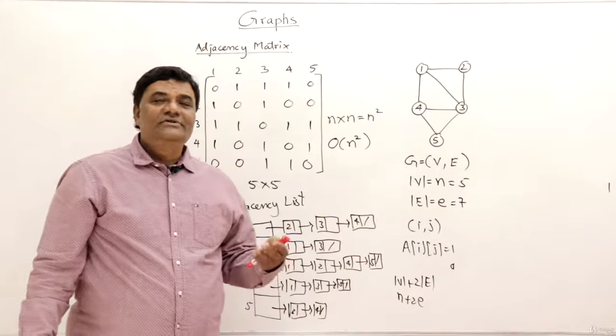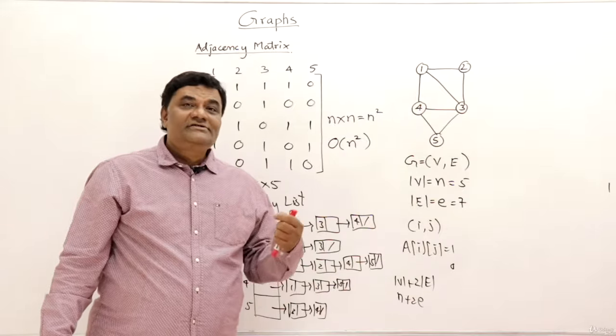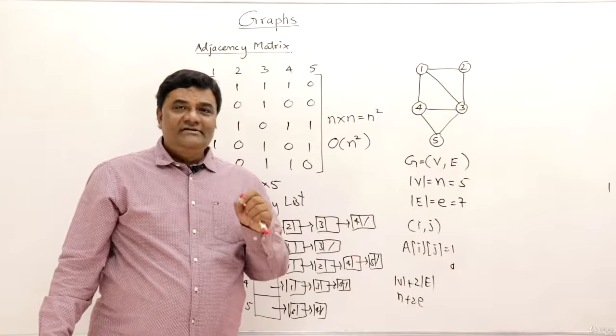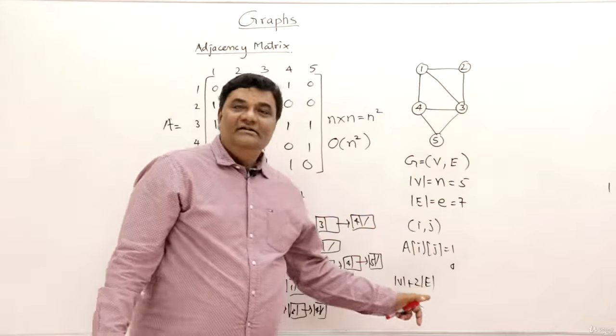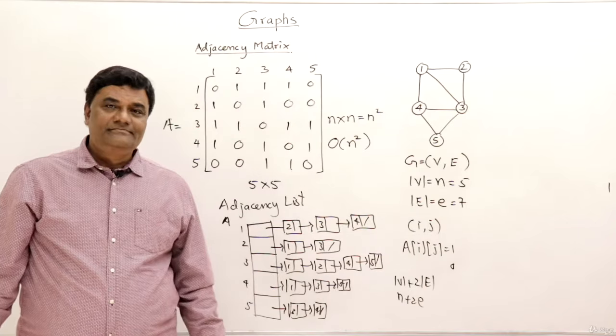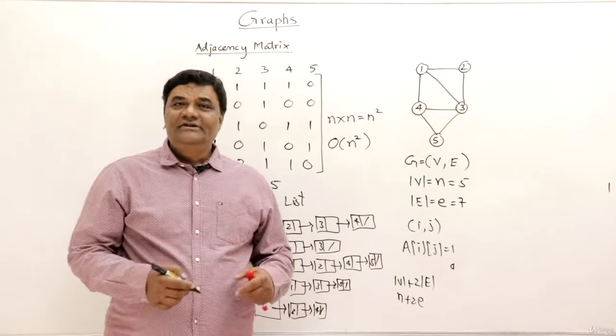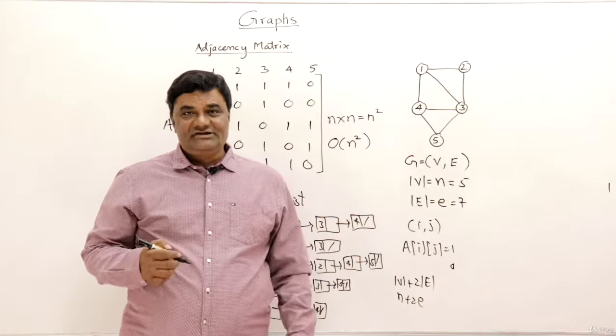2 times E we can also consider as E, so it is V plus E. If you check most of the algorithms, they are analyzed based on V plus E, the number of vertices and edges. So that's the analysis of the space consumed by this data structure.